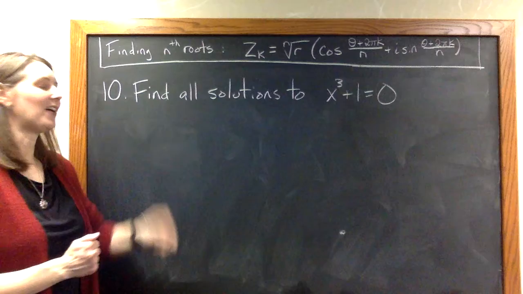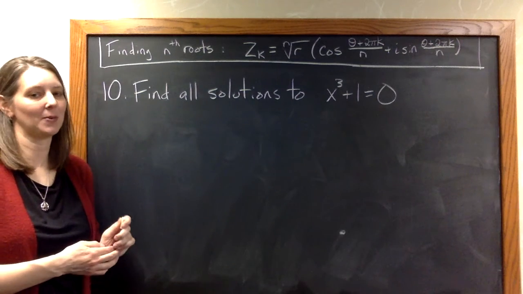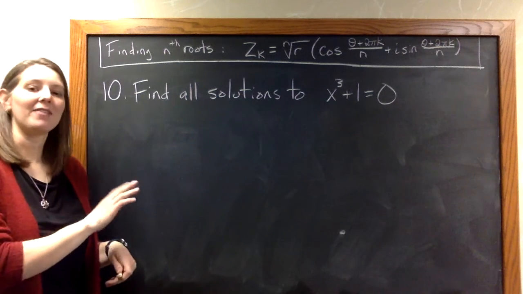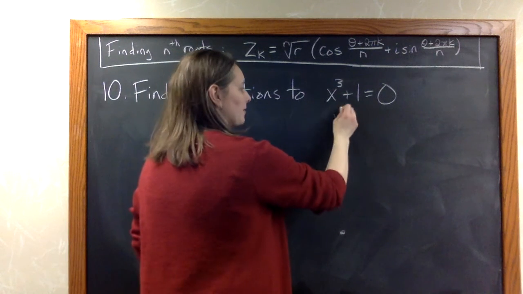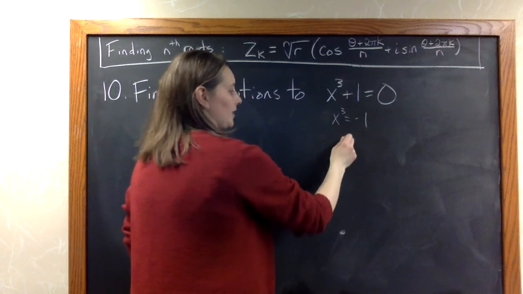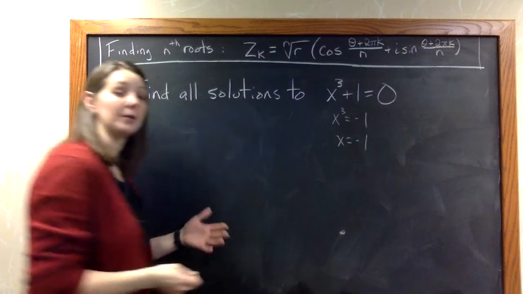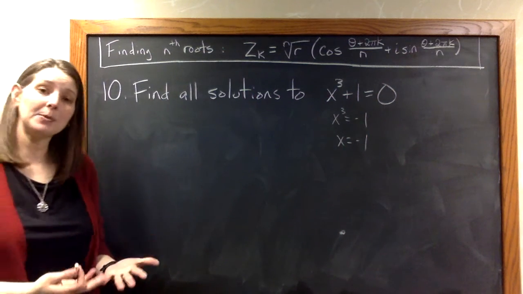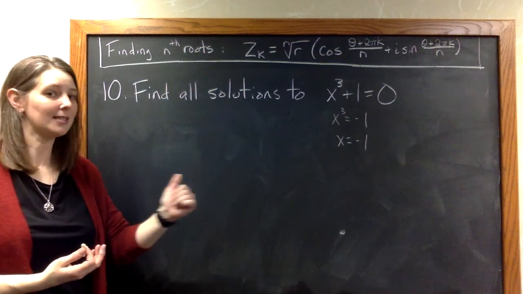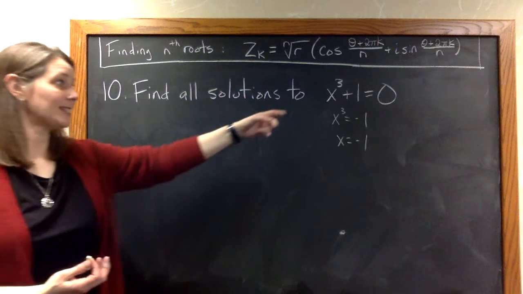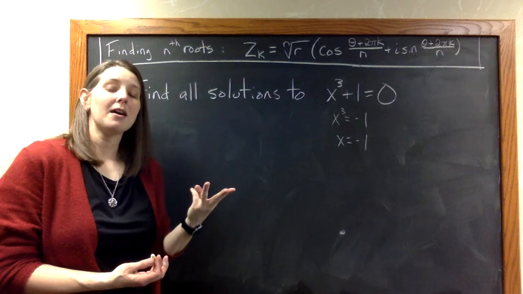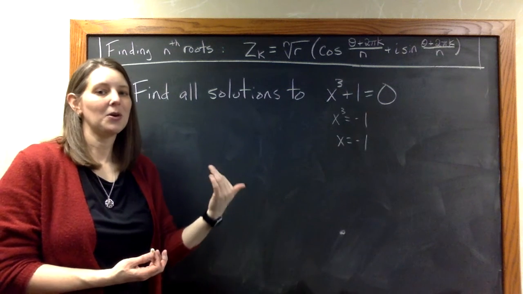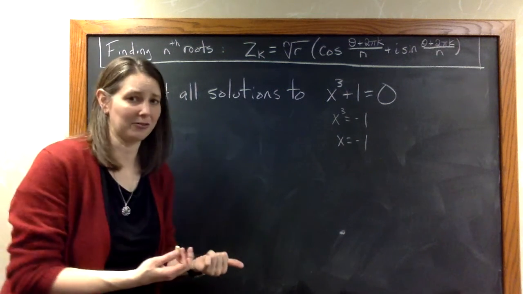Okay, we want to find all solutions to x cubed plus 1 equals 0. Now, if I just set you loose on this problem, I am sure what you would do is subtract 1 from both sides and then take the cube root of both sides, and you would get an answer of -1. And that is absolutely correct. -1 is a solution. But this is a cubic, which means there are actually 3 solutions to it. So to find the other 2, we need to work a little bit harder for it.